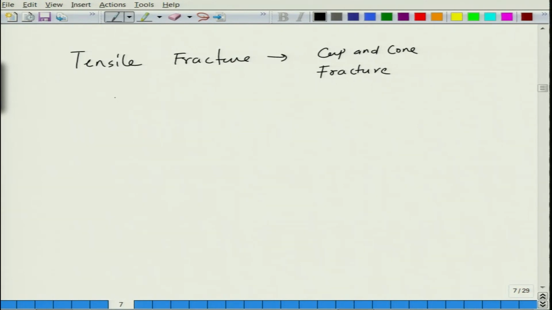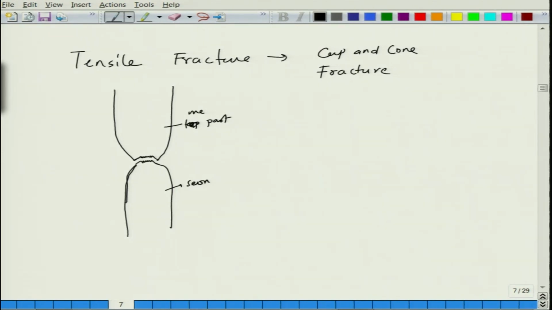So, what we basically will have is the sample will show sort of facets, and this top part will be something which will fit in directly there. Sorry. So, this is the top part, or one part, this is the second part.